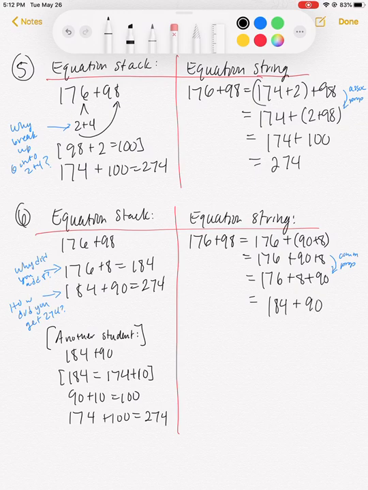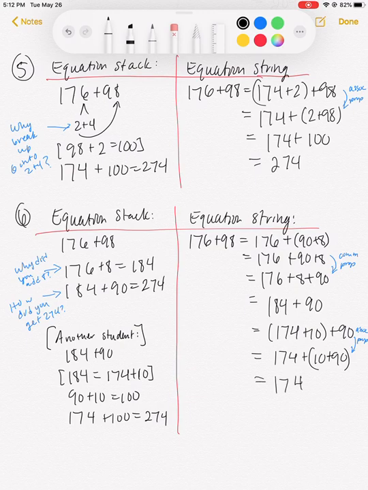Now the 184 plus 90 was demonstrated by another student, and the other student had broken up the 184 into 174 plus 10. So we can go ahead and do that as well. And then we'll use the associative property to associate the 10 and 90 instead of the 174 and 10. Okay, so that's the associative property. And that 90 and 10 can be added together. And then we get 174 plus 100, and then we get to 274.